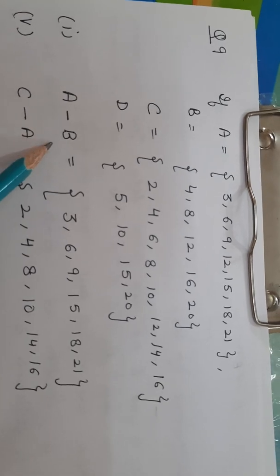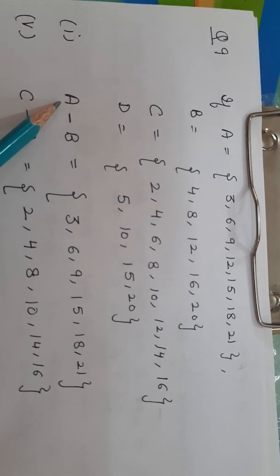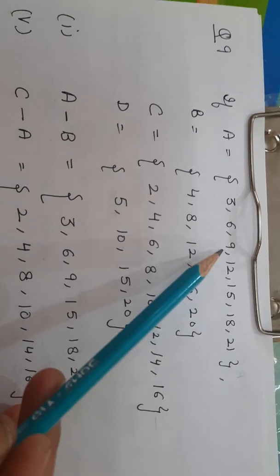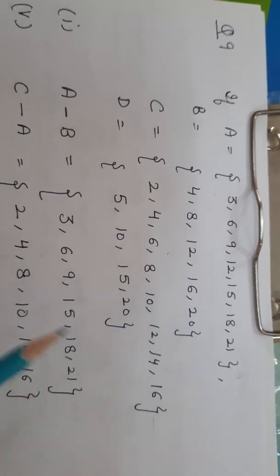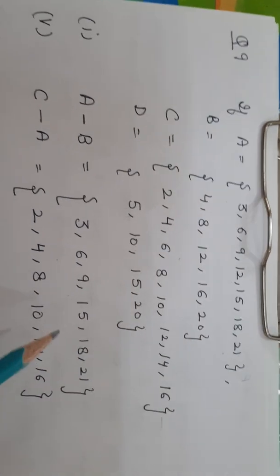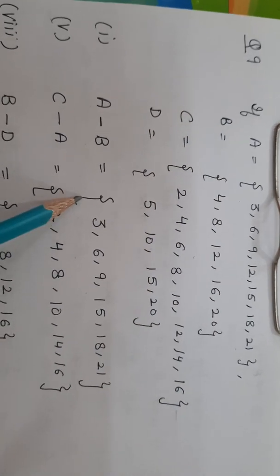Question number 9. A, B, C, D sets are given. You have to find the following parts, like A minus B. The elements which are in A but not in B. So 3, next is 6, then 9. Now 12 is in B, so you will not write here. Then 15, 18, 21, these are not in B. So this is your answer, and you are going to apply these curly brackets.